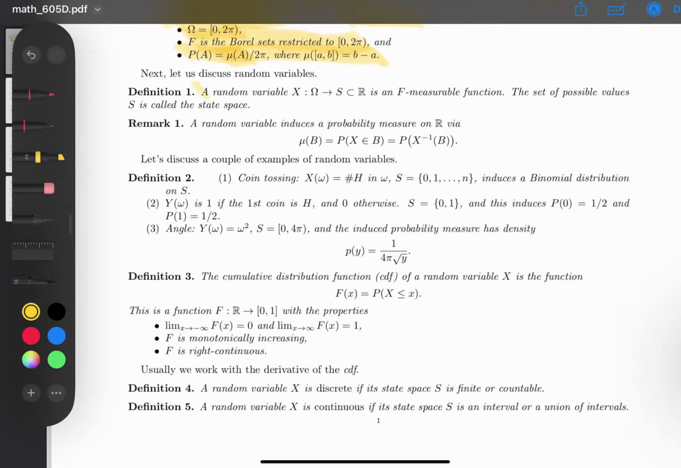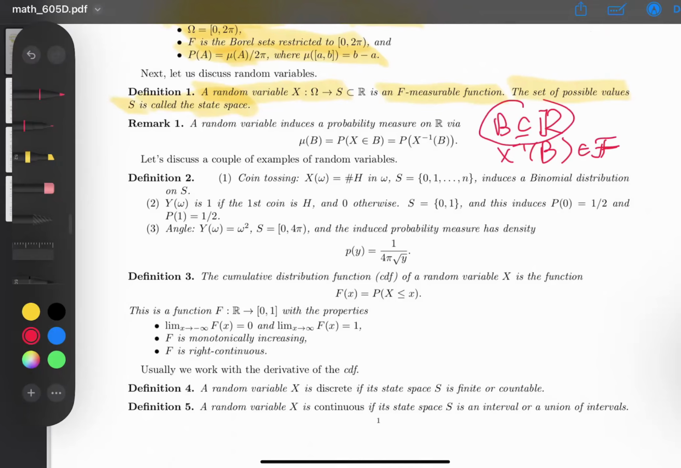We say that we have a random variable from our sample space into S, a subset of R, which is an F-measurable function. And the set of all possible values S is called the state space. Here, F-measurable means that if we take any Borel set B in R, then we want the inverse image of this set to belong to our F. So in other words, any good set that we have in R is also going to be a good set in our sample space.